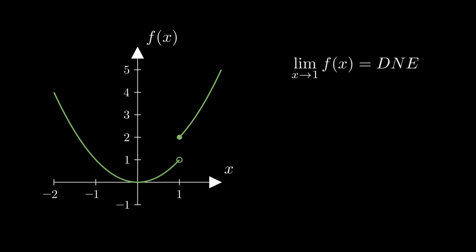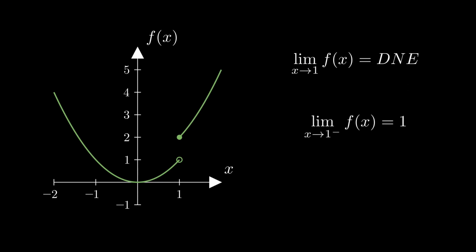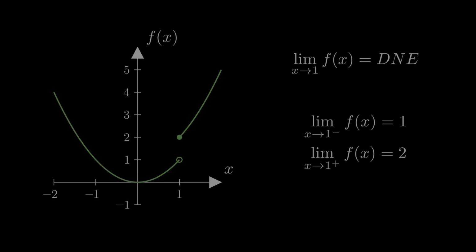Using mathematical notation, we express this as the limit as x approaches 1 from the negative direction of f of x is 1, and the limit as x approaches 1 from the positive direction of f of x is 2.